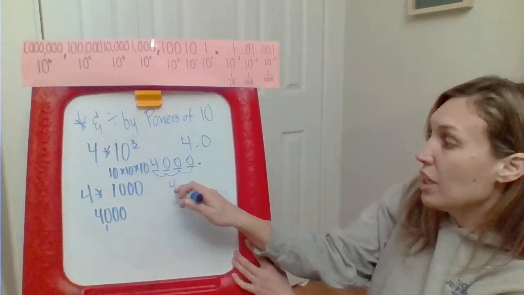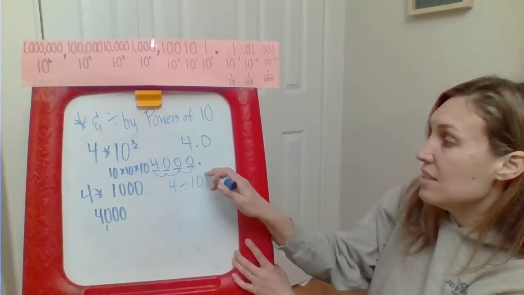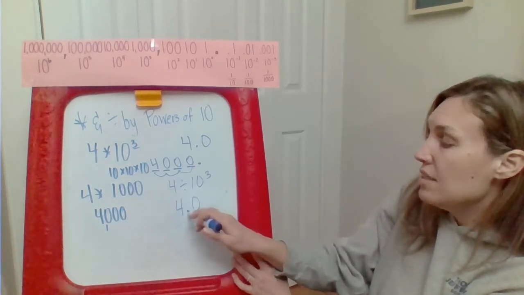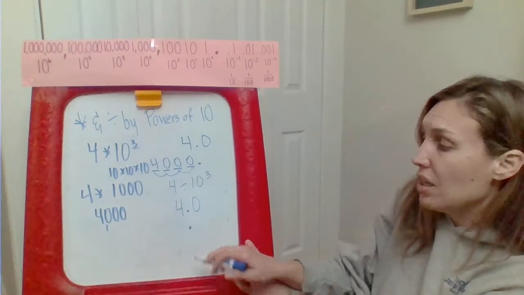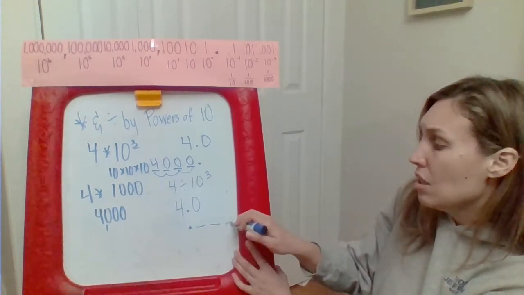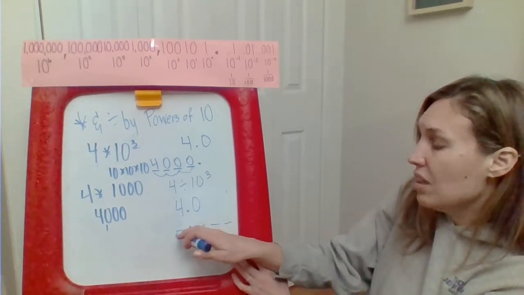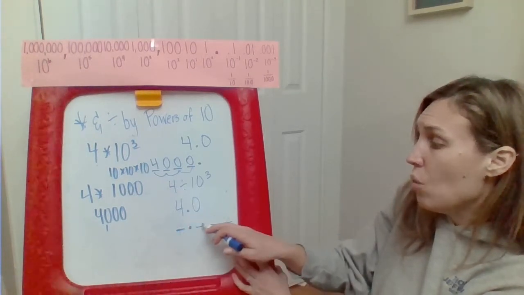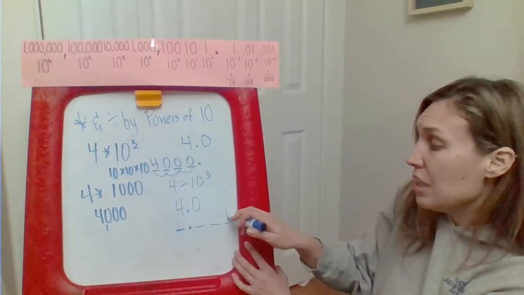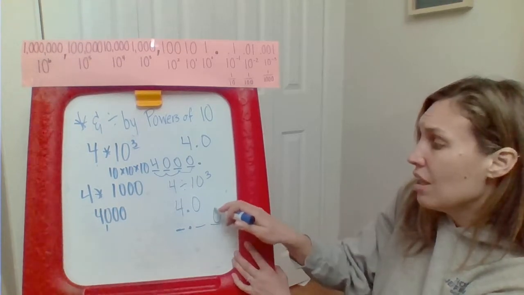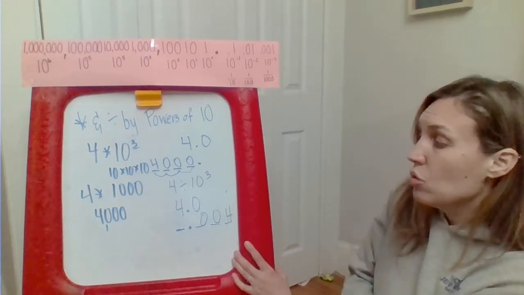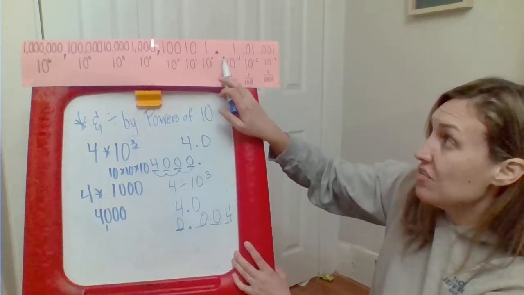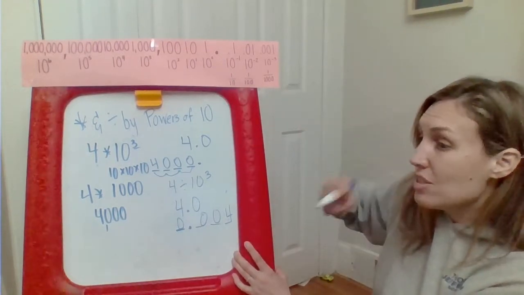Same idea for that division. So it was 4 divided by 10 to the power of 3. Still my same whole number. The decimal point is still in the same place. But this time it's moving from the left, from the ones place, 1, 2, 3 places to the right to show 4,000ths. Because remember, as our digits shift to the right, they get lesser in value.